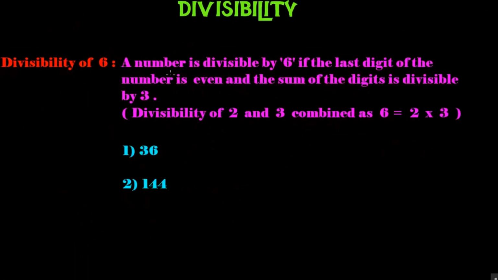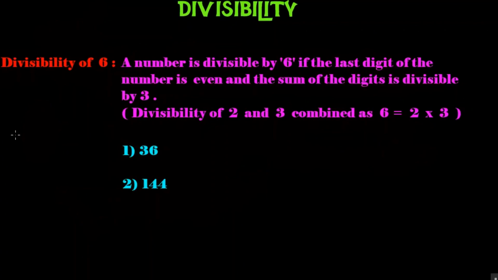Now for the divisibility of 6, a number is divisible by 6 if the last digit of the number is even and the sum of the digits is divisible by 3, which is actually the divisibility of 2 and 3 combined. As divisibility of 2 was, a number is divisible by 2 if and only if the last digit is even, and the divisibility of 3 was that the sum of the digits must be divisible by 3. Therefore, divisibility of 6 is actually divisibility of 2 and 3 combined.